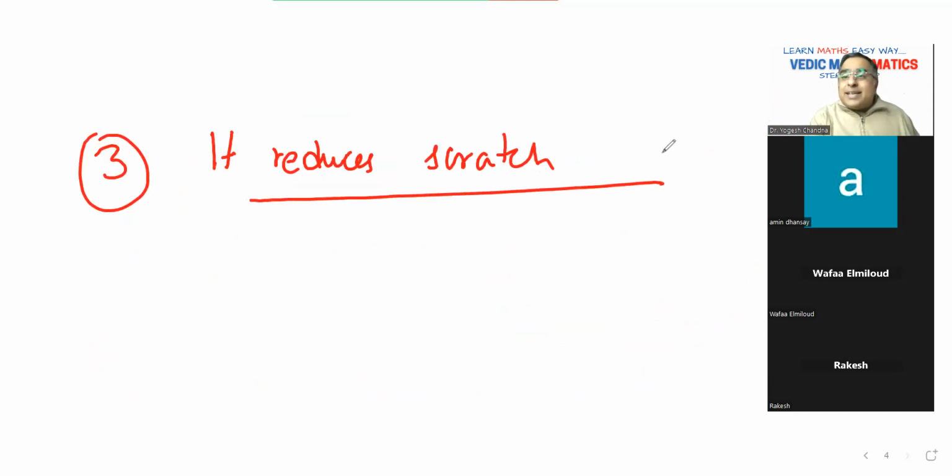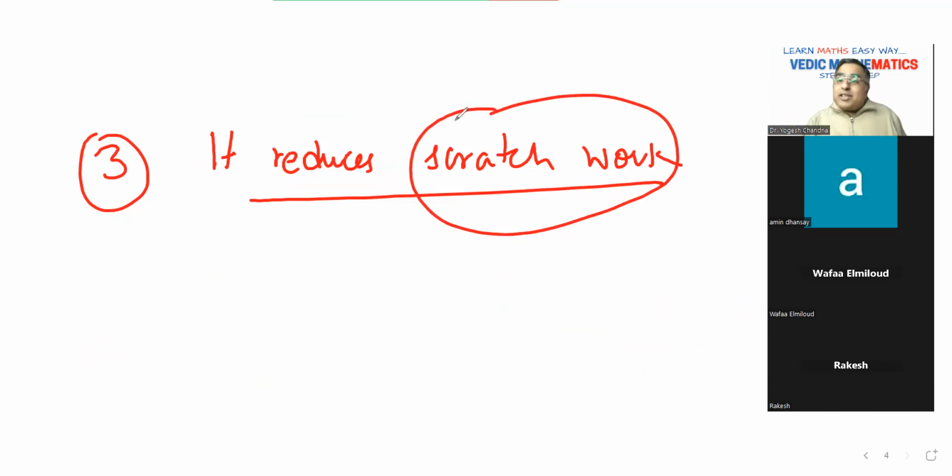So it reduces scratch work. Now I'll be a bit fast. We have often seen that whenever there is a math exam or a math paper, we give scratch, meaning rough sheets, to the students. But here that is not required. Why? Because most of the problems are done mentally or in a single step. So this is the reason why scratch work is reduced.